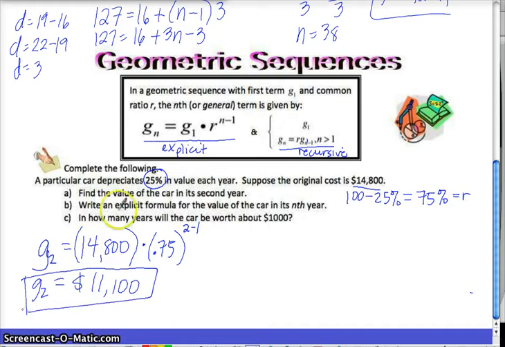It says write an explicit formula for the value of the car in its nth year, so that just means we're going to write G sub n equals G sub 1, which is 14,800, times the common ratio, which is 0.75, to the n minus 1 power. So there's my general formula.